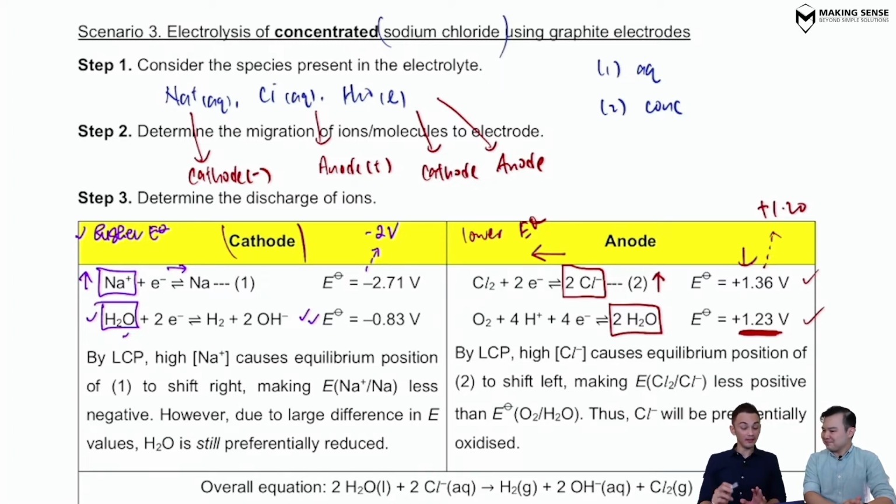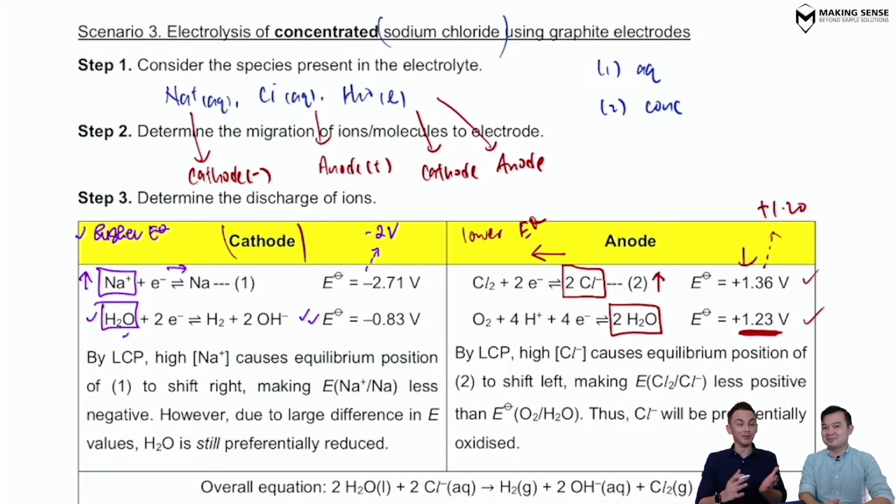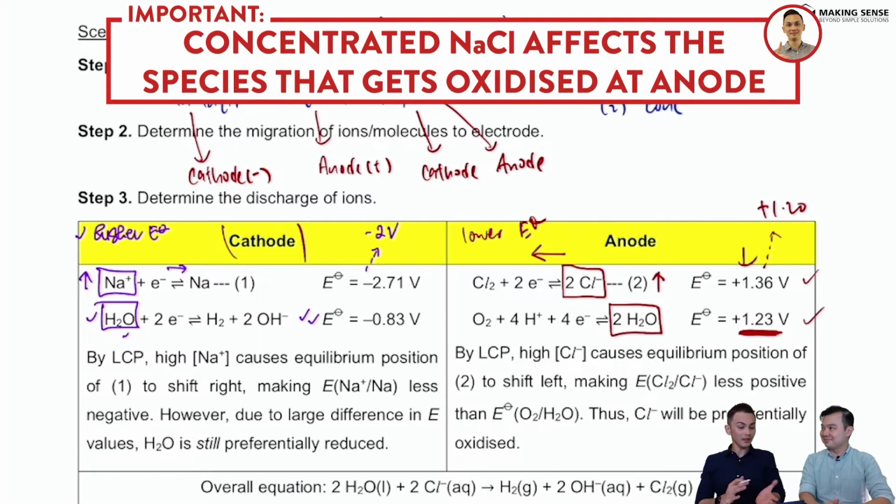You can see that this time round, there is a change, right? This one is decreasing, and now it's decreasing to an extent that is even smaller than the positive 1.23. And since we are looking for the one that has a lower E naught value, that will mean that Cl minus is going to be preferentially discharged. Right. So there's a change in outcome by going from aqueous medium to concentrated medium. So it's very confusing, right?